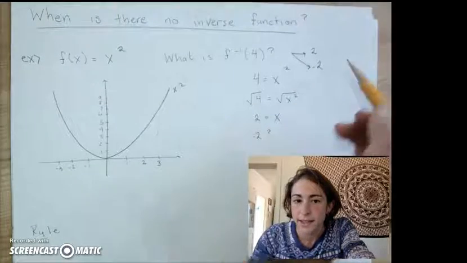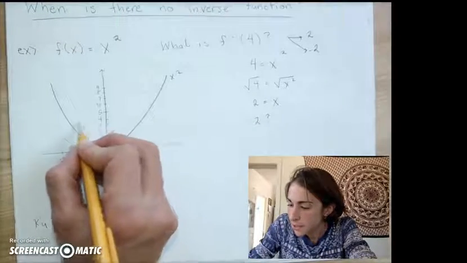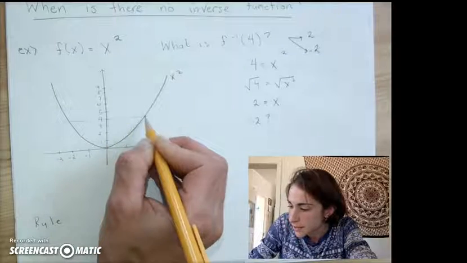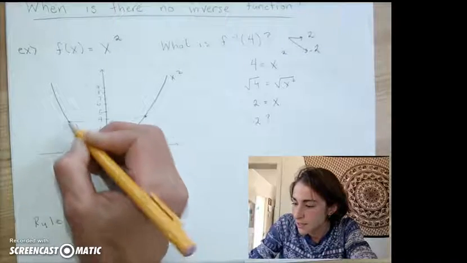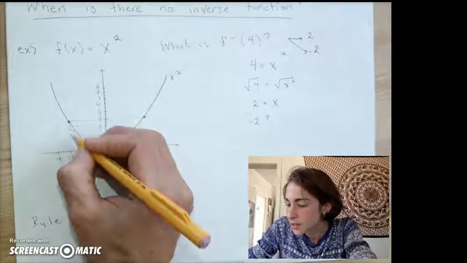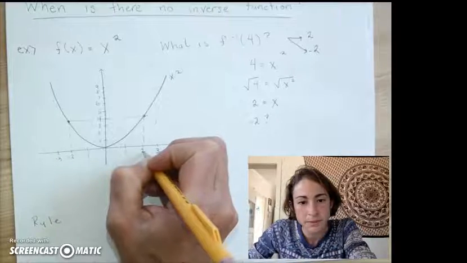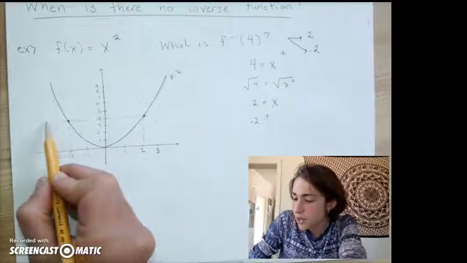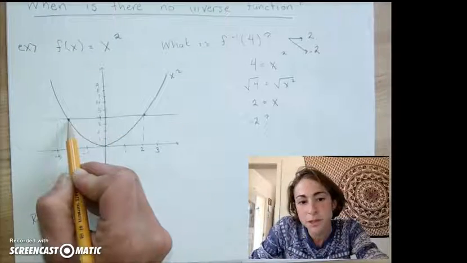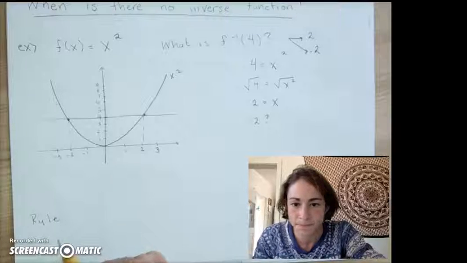Before we get to that, let's just look at this example graphically. If our output is 4, then we want to know what the input is, what the x value is that gives us 4 for our y value. The graph clearly shows that there are two of those, negative 2 and 2. So if we were to draw a horizontal line at 4, it would hit the graph at two places because there are two inputs that give us 4 for an output.